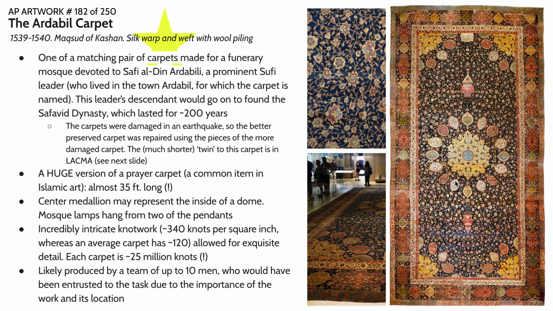So each carpet is approximately 25 million knots, which is just incredible to think about. This piece was likely produced by a team of up to 10 men working at once. Typically, these carpets involved a silk warp and weft, which is basically the foundation of the carpet, and then dyed wools were tied onto the silk warp and weft. Wool was usually used because it absorbed dyes and pigments a little better than silk did. But silk was usually stronger than wool, which is why it was used as the scaffolding or the back of the carpet.